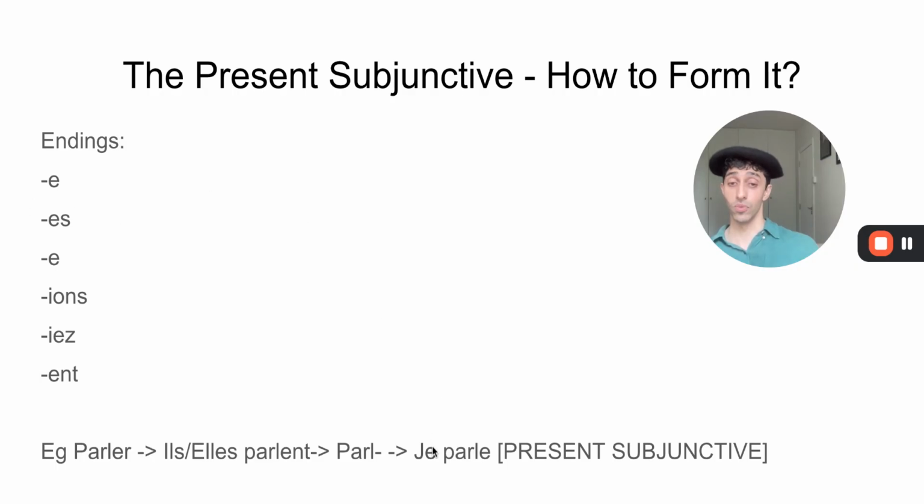So if you want to create the je form in the present subjunctive, that would become je parle. Parl was the stem. We've added the appropriate ending for the je form, which is the first one, just the letter e. And of course, you've put in the subject pronoun just before that too. So je parle is present subjunctive from parler.